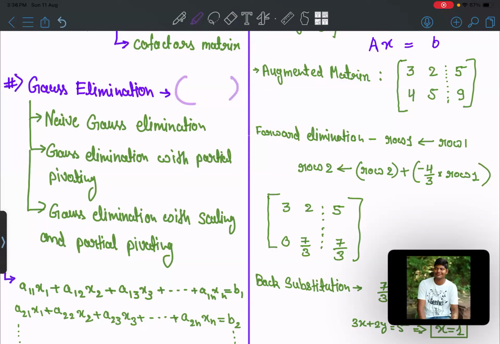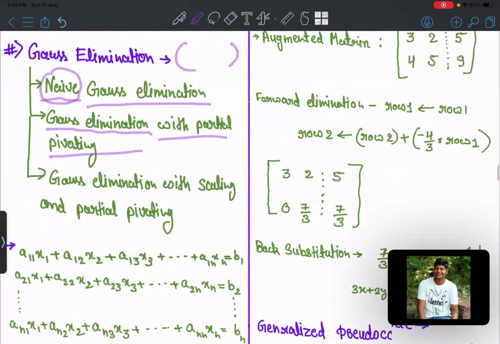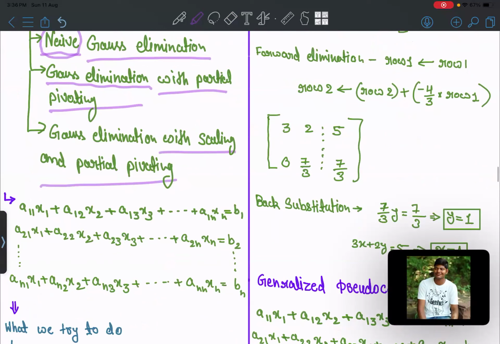First, the earliest one, or the actual Gauss elimination, is known as naive Gauss elimination. What are they? We will discuss soon. Then Gauss elimination method with partial pivoting. There are some issues in the naive Gauss elimination method that can be resolved using partial pivoting in the Gauss elimination method.